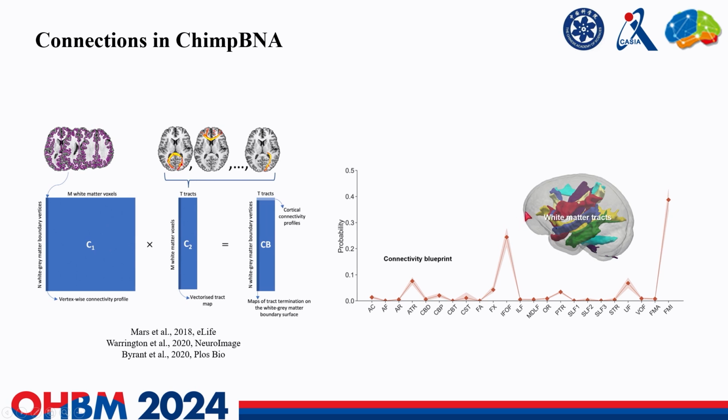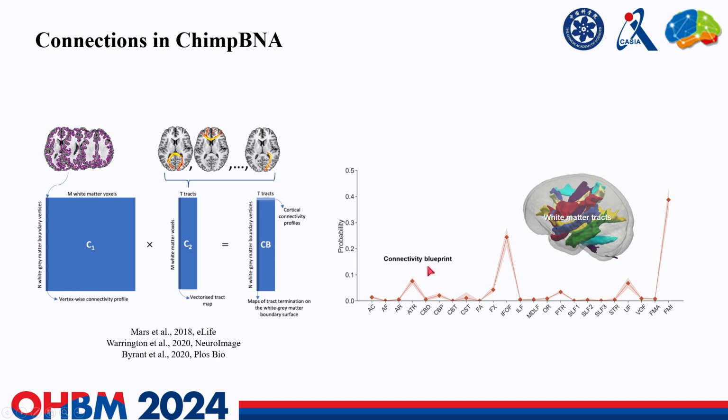In the second part, we move on to the connections between the chimpanzees and humans. Here we follow the protocols by Catherine and her colleagues to reconstruct the homologous white matter tracts for each human and chimpanzee, resulting in a regional connectivity blueprint.